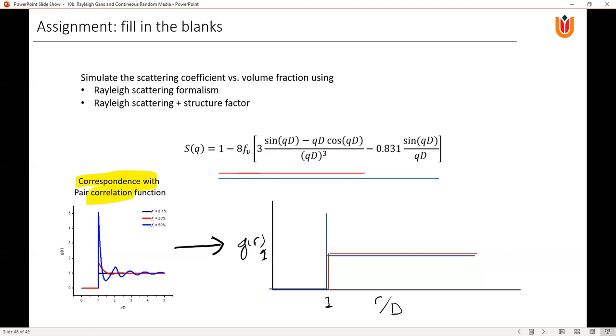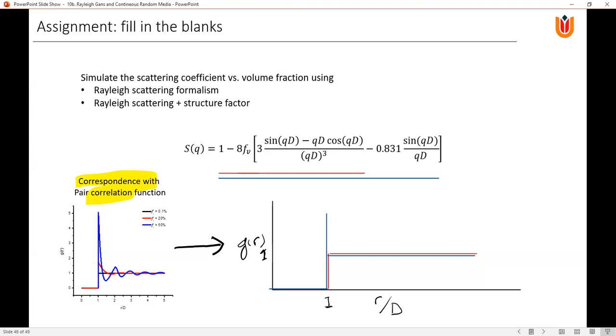For low volume fractions, the pair correlation function is a step function, so the black line here. Then we would get the red curve here. The analytical solution for the structure factor would be the first terms of that equation, the lines with red. That would be a good approximation for low volume fractions.